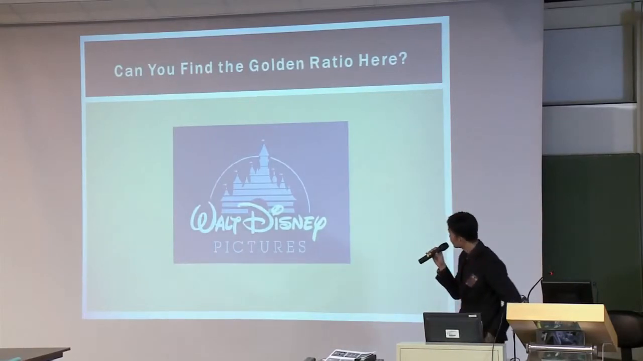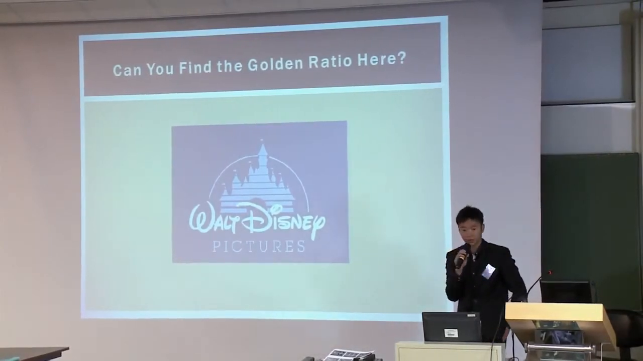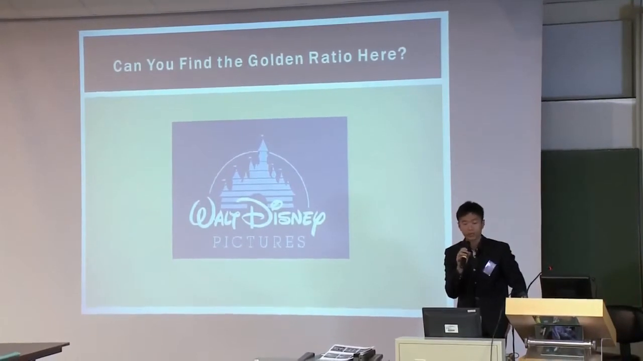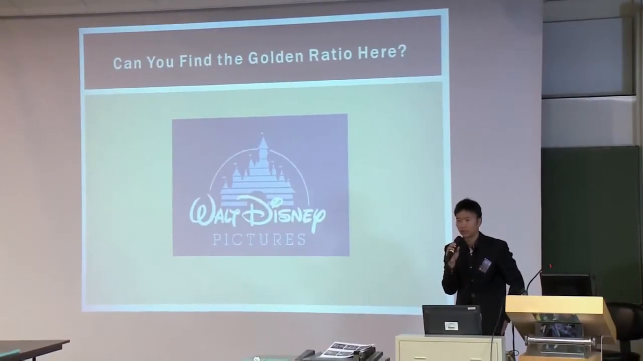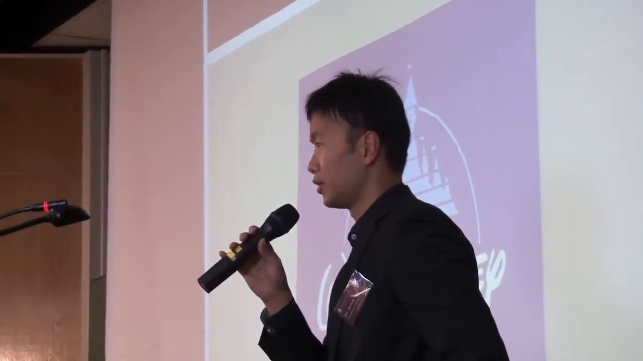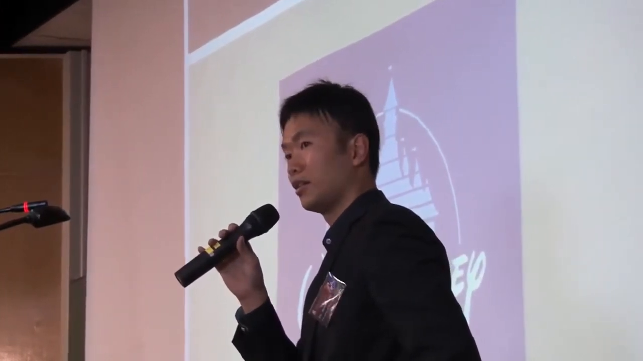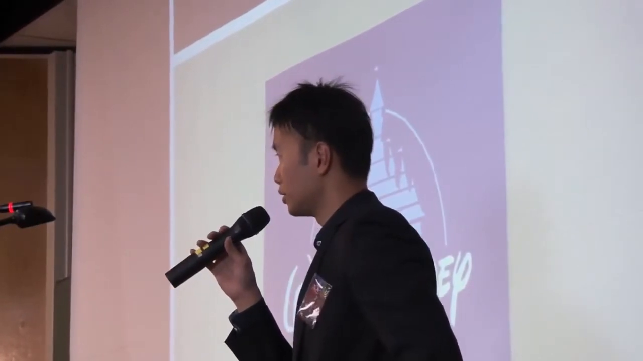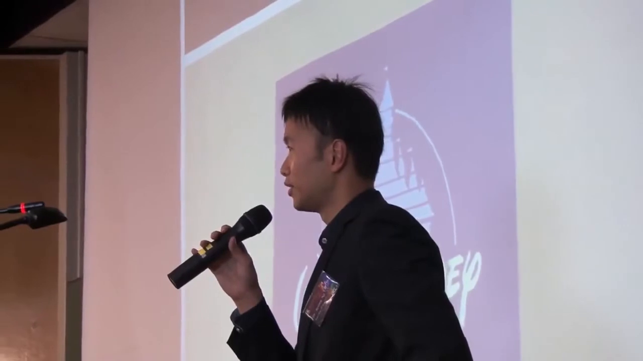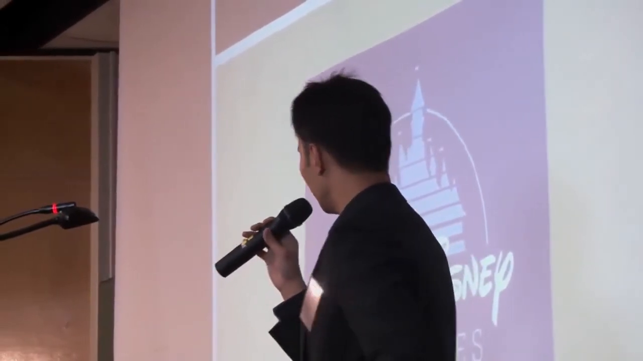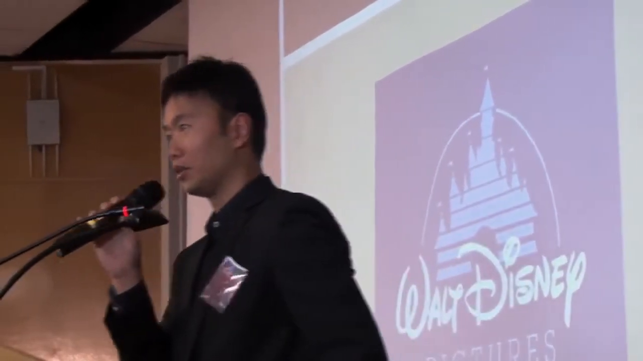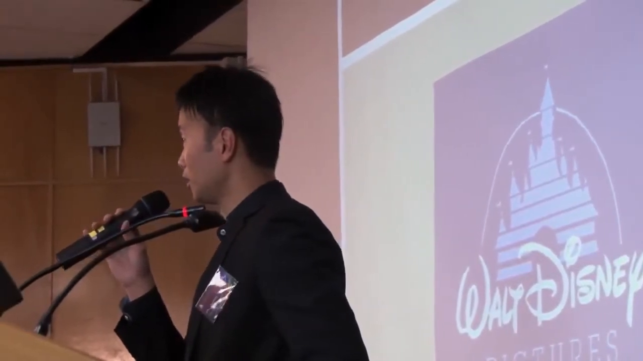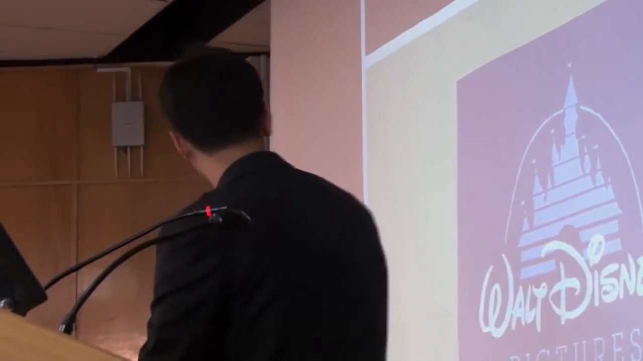Okay, next pictures. I have lots of pictures for you guys. So now, can you guys tell me where is the golden ratio in here? Where's the golden ratio? Snow White, Beauty and the Beast, Sleeping Beauty. Can you guys find it? Let me tell you where it is.